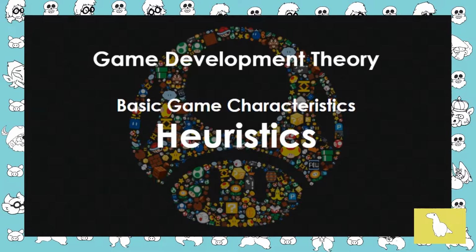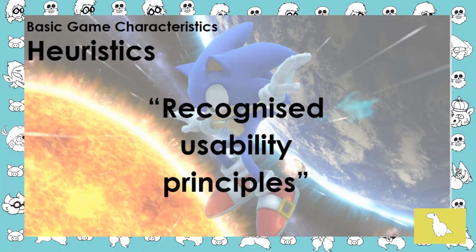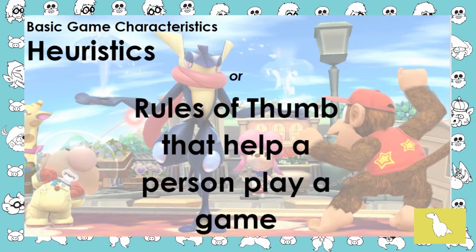Now today we're talking about heuristics. Heuristics is the third basic game characteristic that we mentioned earlier but haven't really talked about much at all. And it's got possibly the most odd name out of the three. I've got a few definitions, so latch on to the one you like. The first one is recognise usability principles, which doesn't really tell us much. It's kind of the most formal way of putting it across. There's easier ways of thinking about it.